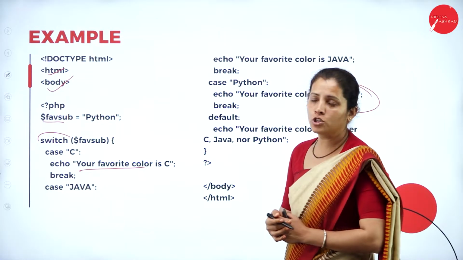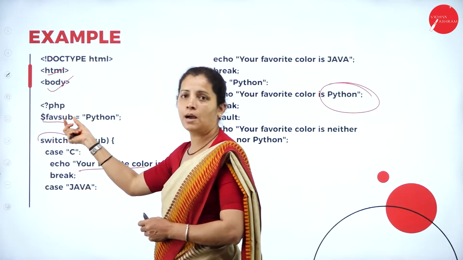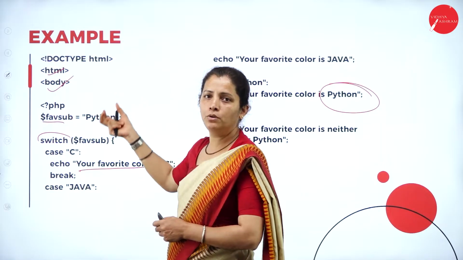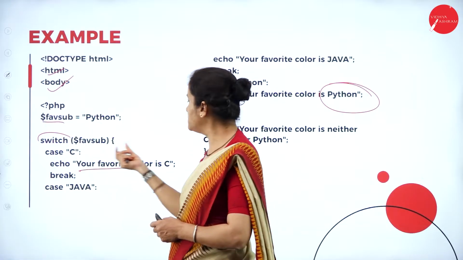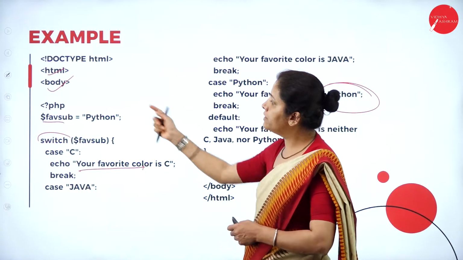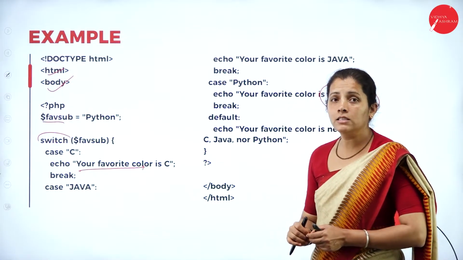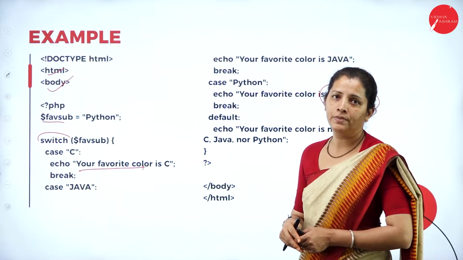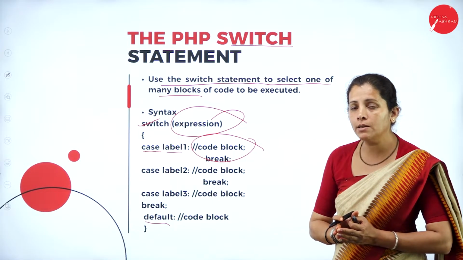Suppose another possibility, I'll consider the colors. So instead of taking favorite subject, I will take favorite color. Then I'll assign the value red, blue, green, whatever you want. Then I'll check red. If the color is red, what's my output? The favorite color is red. Suppose the given input is green, and my color is green, what is the output I'm getting? Your favorite color is green. Okay, fine. This is the way I can use the switch statement in my program.